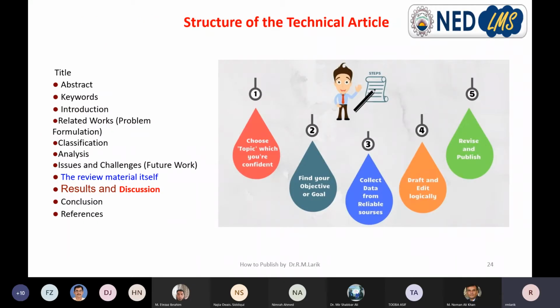Now we come to the structure of the article. It's very important because structure plays a key role in publication. So start from title, abstract, keywords, introduction, related works, classification, analysis, issues, future work, results, discussion, conclusion, and finally references. The references also play a very important role because they see which papers you referred to. If your references are peer-reviewed, that is, from quality journals, it will add worth to your manuscript as well, right? Because your manuscript is written from quality, peer-reviewed papers, so your work is also worth so much.